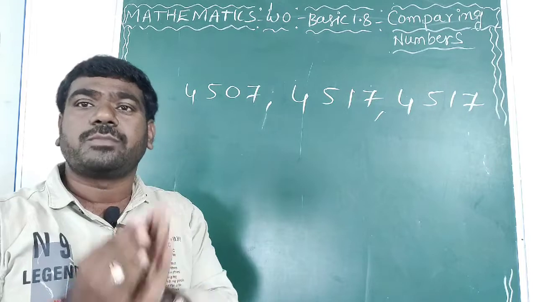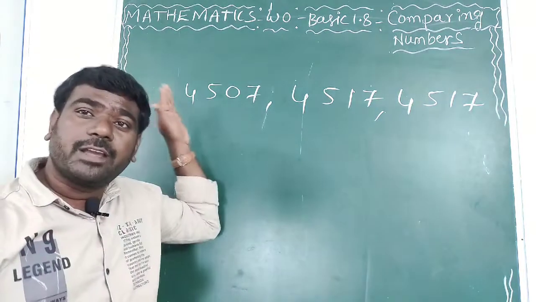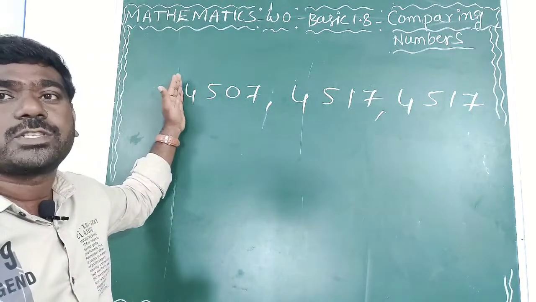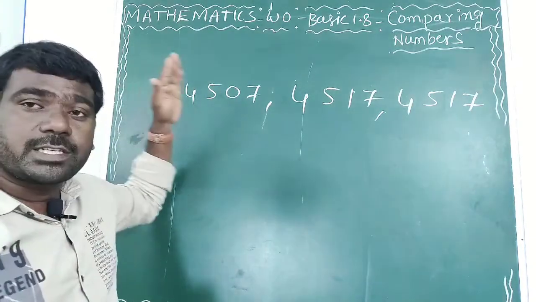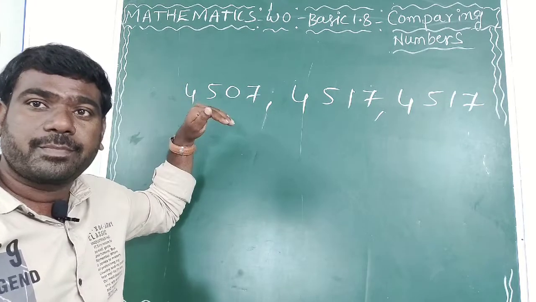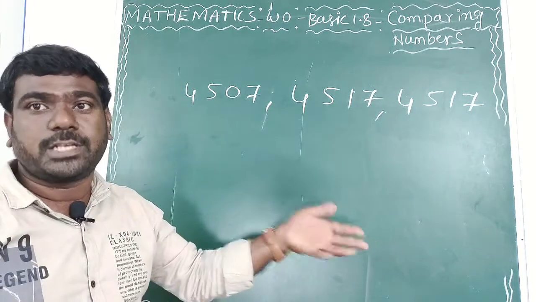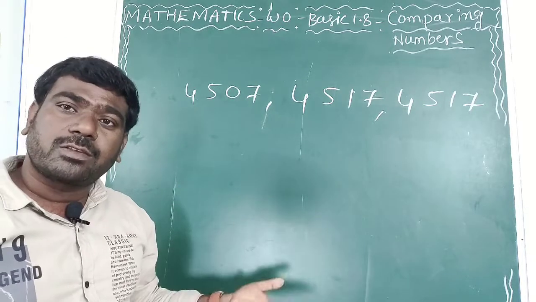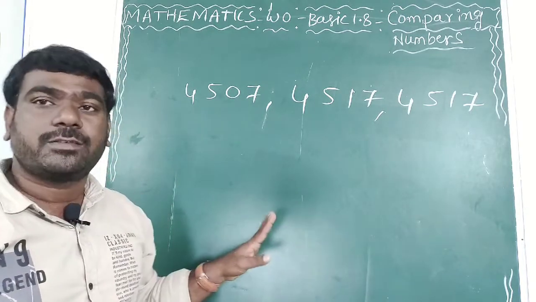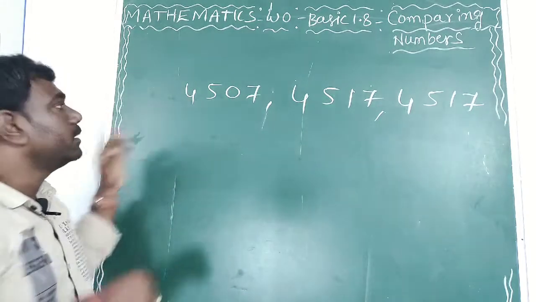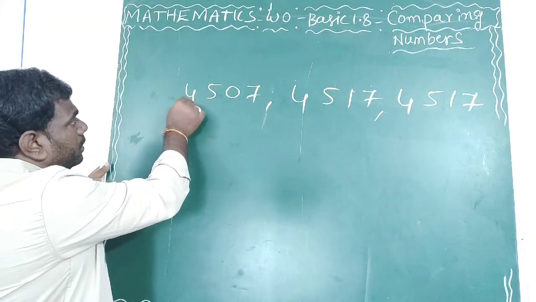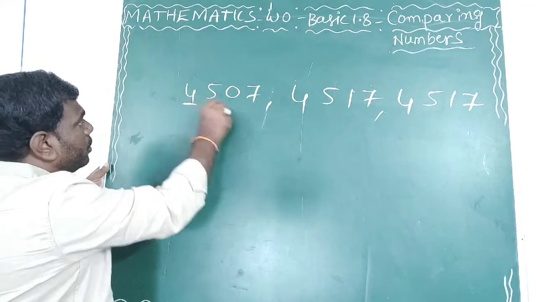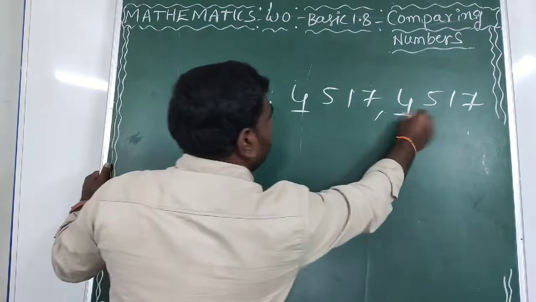We just have to observe, starting from the extreme left digits. If the extreme left digit is the same, go to the next place. Go to the next place digits. If that place is also the same, go to the next place. Like this we have to consider. We can see here the extreme left digit, which is the thousands place. 4000, 4000, 4000.